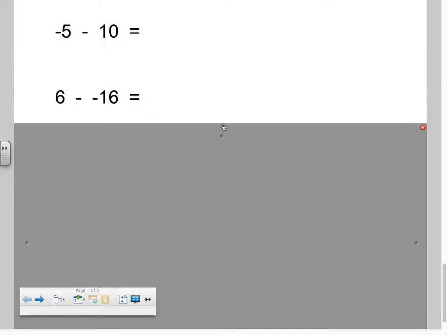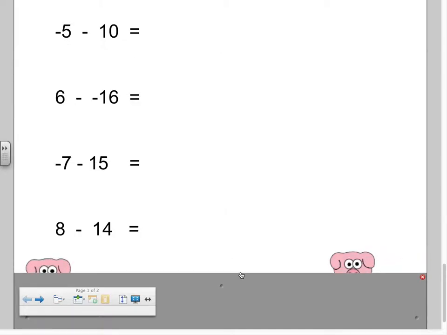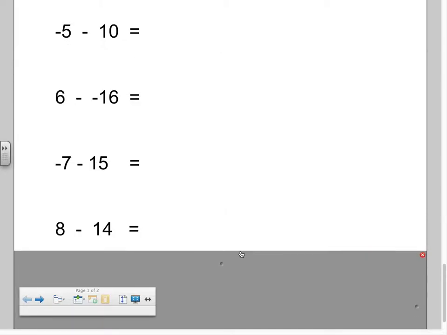So now we're going to practice that. You have 4 problems here. Not yet, you can't see them yet. 4 problems here. I want you to pause the video, write them down, and solve them. Every one must be changed to adding. So change the problem to adding properly and then answer.